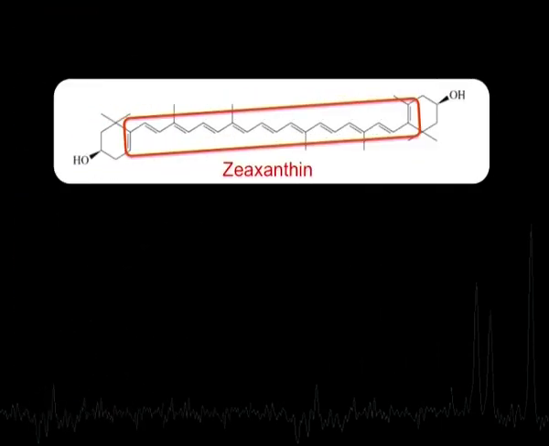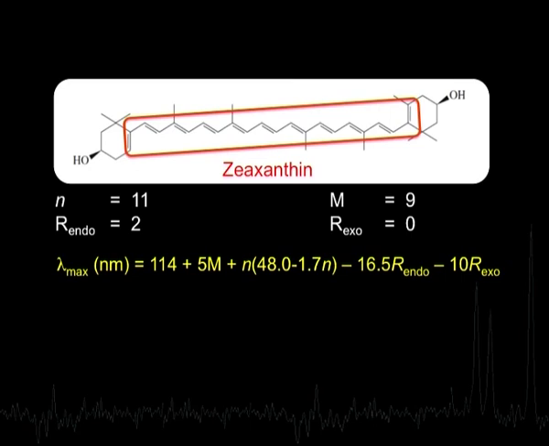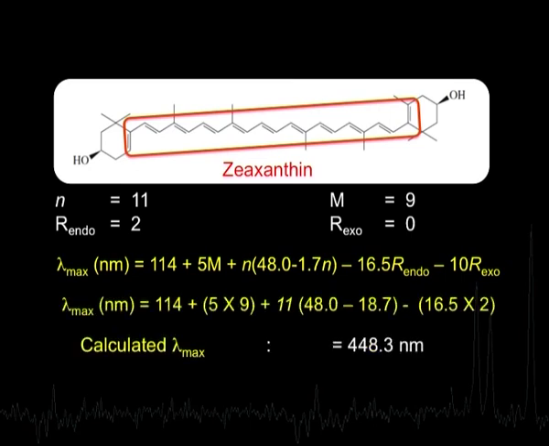Then yet another example. So, in this case, what you find is n is 11, m happens to be 9, R endo is 2, R exo is 0. Again, this is my basic expression there. Substitute the values, I find the calculated value comes out to be about 448 nanometers, and the observed value happens to be 452. Quite a good agreement again. So, with this we come to the end of this session, and we have done a number of examples of application of these Woodward-Fieser rules and Fieser-Kuhn rules over there.